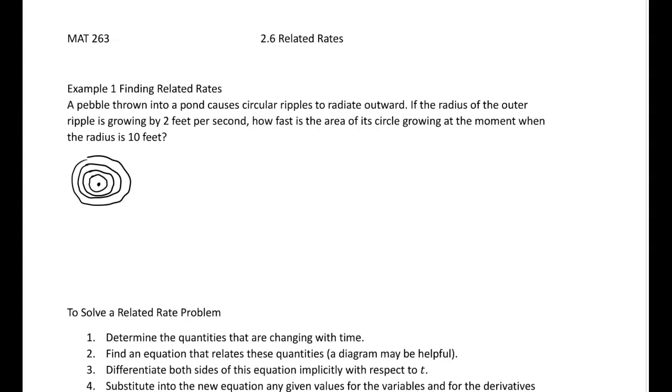So let's start with what we are looking for. How fast is the area of the circle growing? So we want to know how fast is the area changing. So ultimately, what we want in this problem is dA/dt. So not just area, but how fast is it changing? What is the rate of change of the area? We want the derivative of the area, and more specifically, we want it when the radius is 10 feet. So we want dA/dt when r is equal to 10 feet.